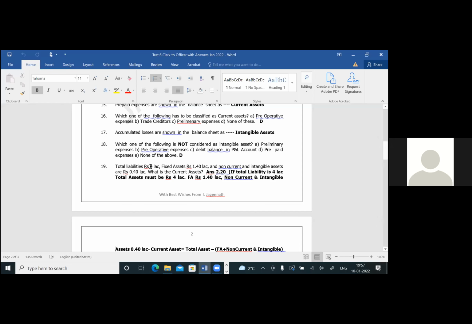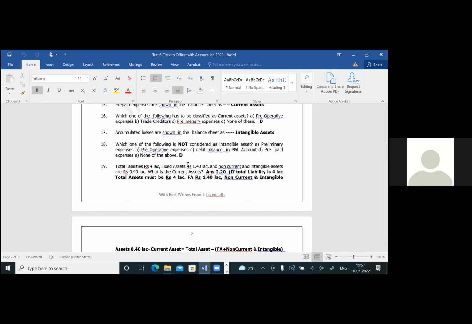Total sources should tally with the total uses, isn't it? So they are given total liability. Then what they are given? They are given components of the asset side. So when they give the total liability as 4 lakhs, the total asset is also 4 lakhs. Okay. Then asset is classified into how many categories?